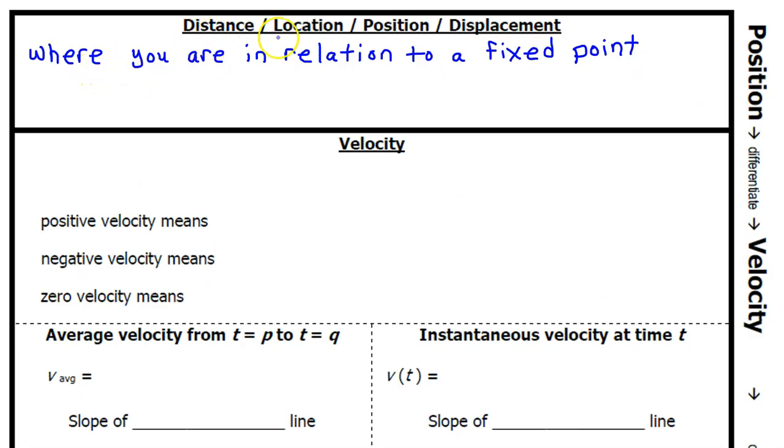Words like distance, location, position, and displacement describe where you are in relation to a fixed point. A position function can be represented by any variable. However, if you're talking about a particle or an object that's moving horizontally, you will often see it represented by x of t. The position of a particle or object that's moving vertically will often be represented by y of t. S of t is often used for the position of a particle or object that's moving diagonally, but again, these could be any letter.